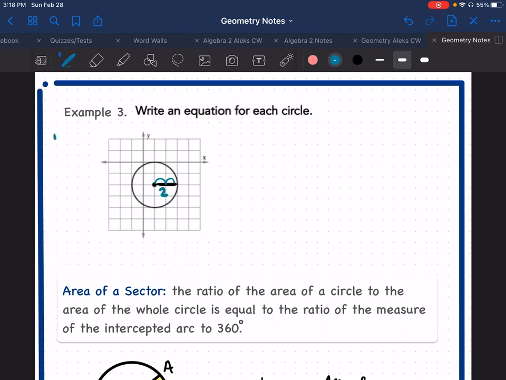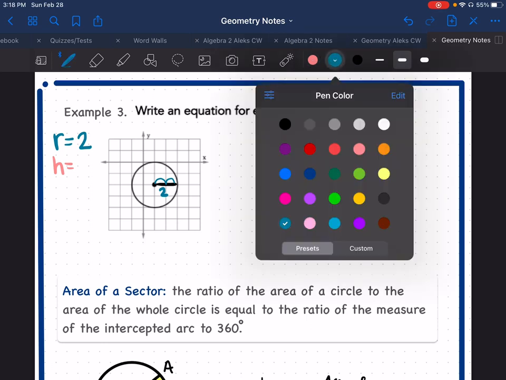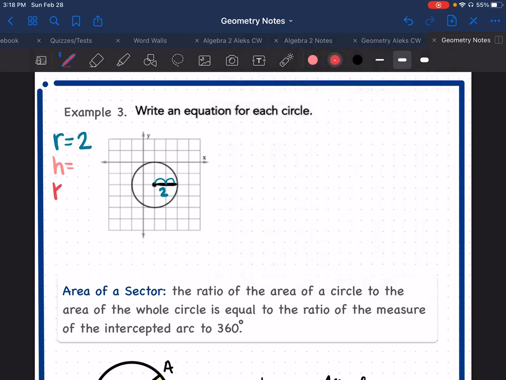R is 2. I need to find H and K. To find H and K, I just need to know what my center is.